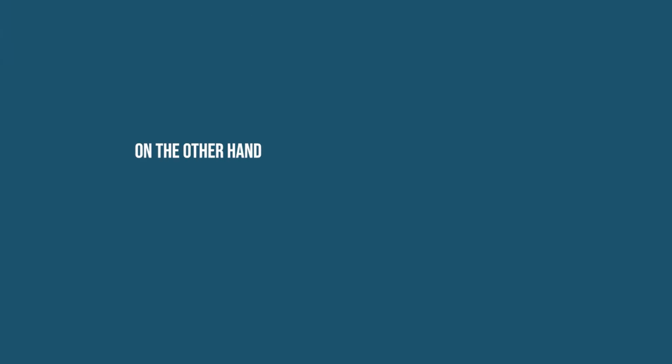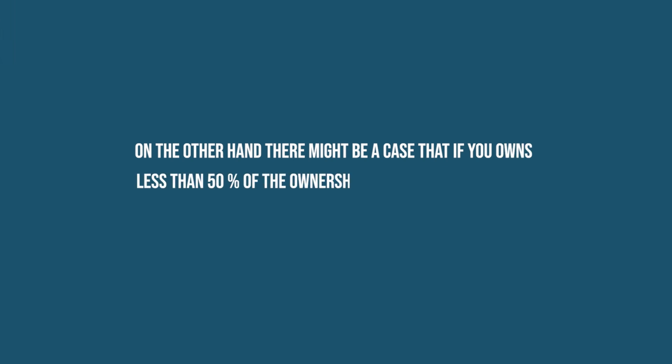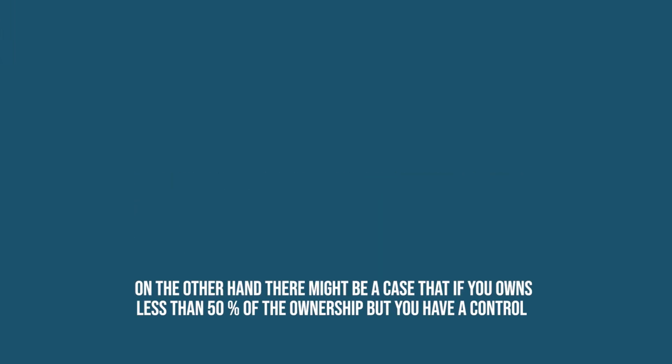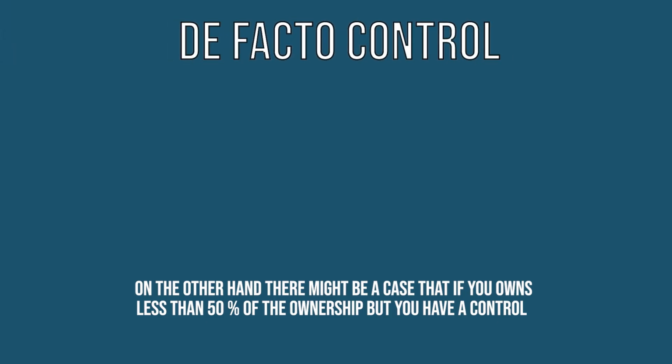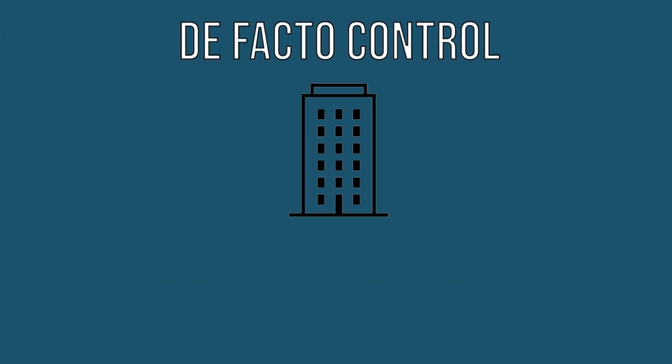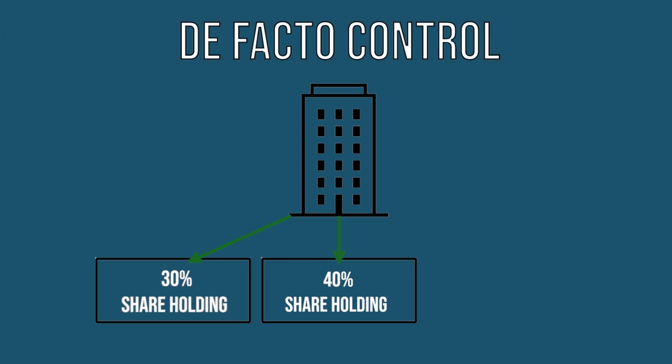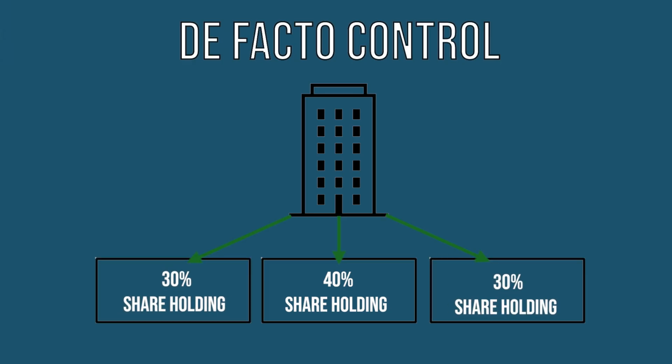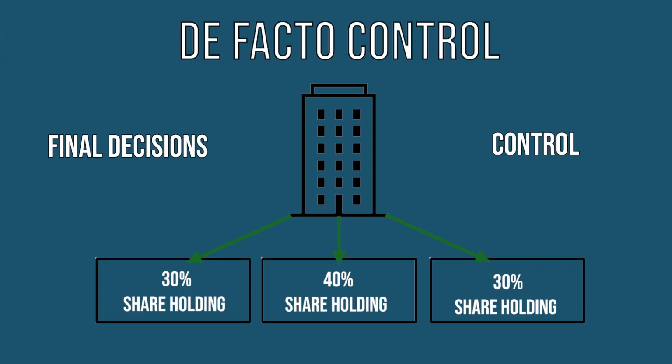On the other hand, there might be a case where you own less than 50% of the ownership, but you have control. This is called de facto control. This means that in a company in which you hold 40% of the ownership, all the remaining shareholders individually have a smaller percentage of the ownership. In this case, because you have the largest shareholding, you may be able to make the final decisions and then you can have control.